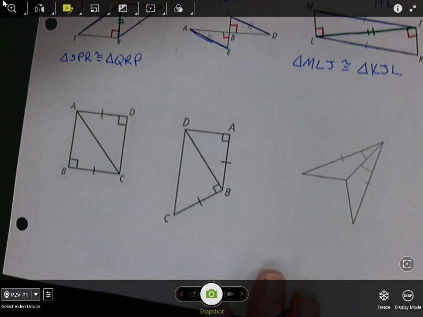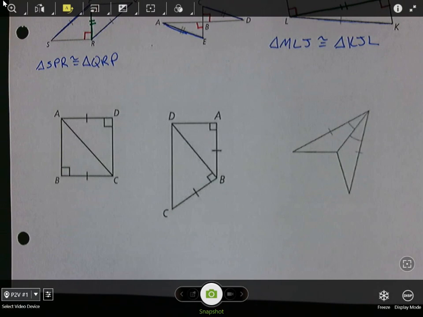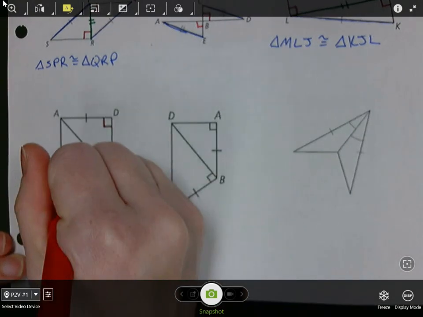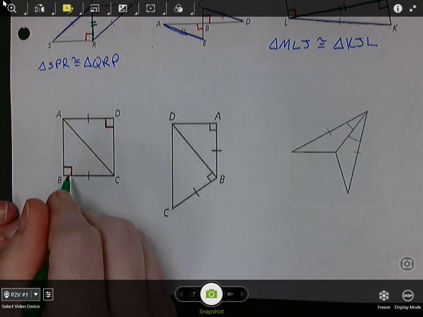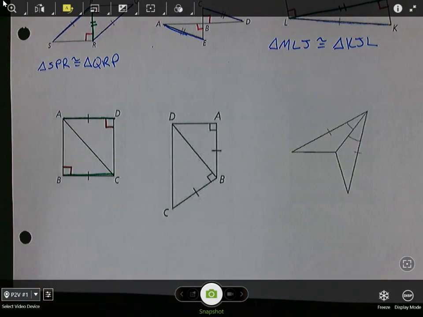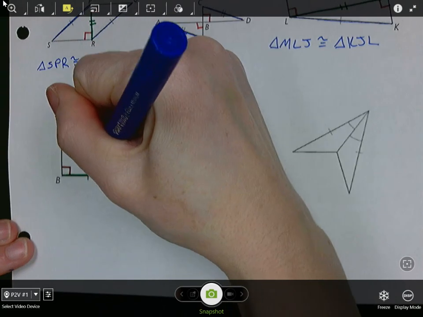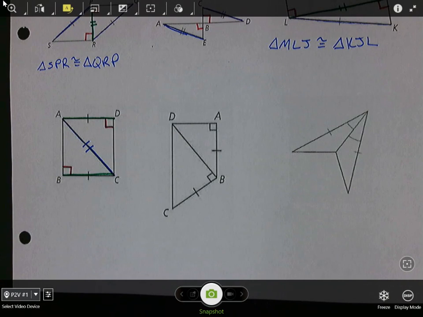All right, next one. Okay. I have this pair of right angles that are marked. And then I have this pair of sides marked. And then they share a side, so I'm going to mark that side. So my question to you is, are they congruent by hypotenuse leg? Nick, what would you say?